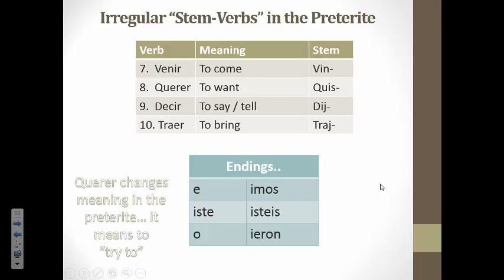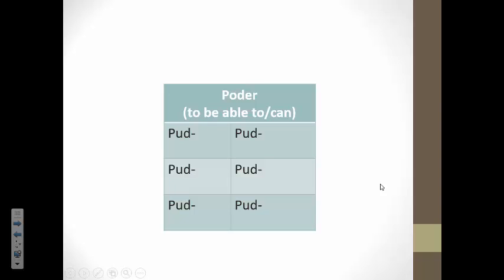Okay, now flip your paper over, flip your note guide over. We're going to conjugate these 10 verbs. Remember, step 1, you have your irregular stem. For poder, its irregular stem is pud, P-U-D. Please, like I did, write pud in every box.